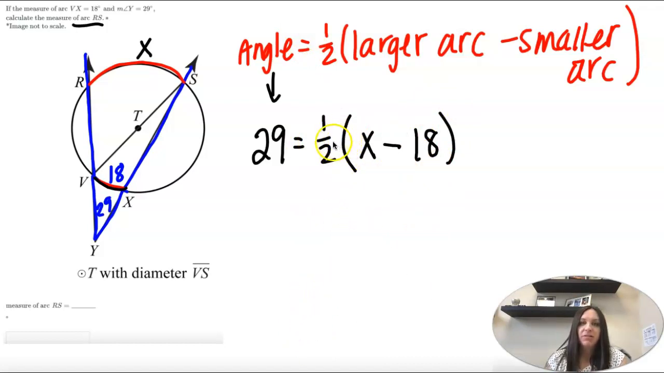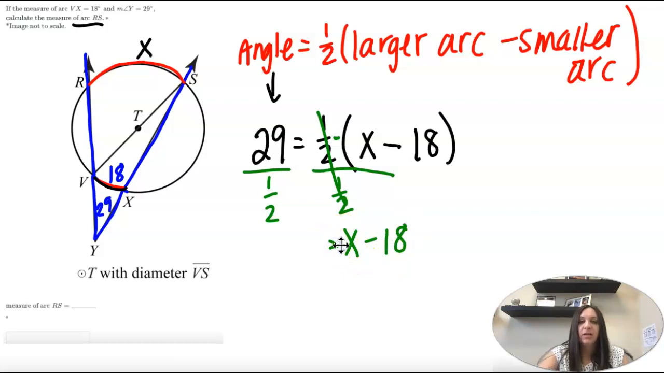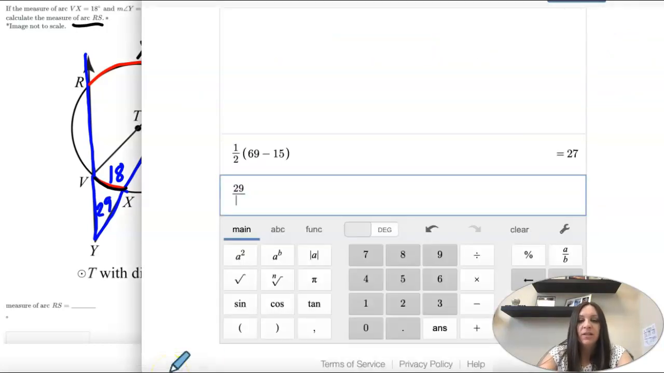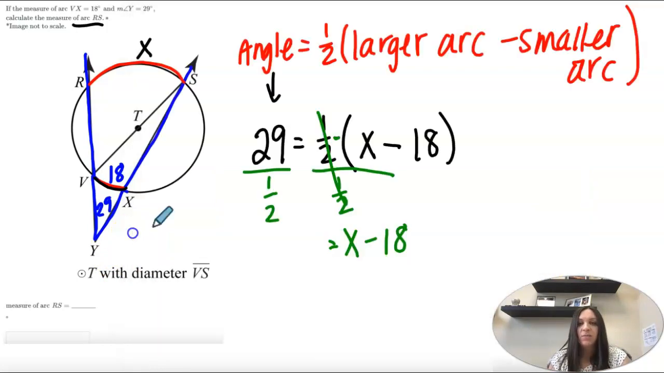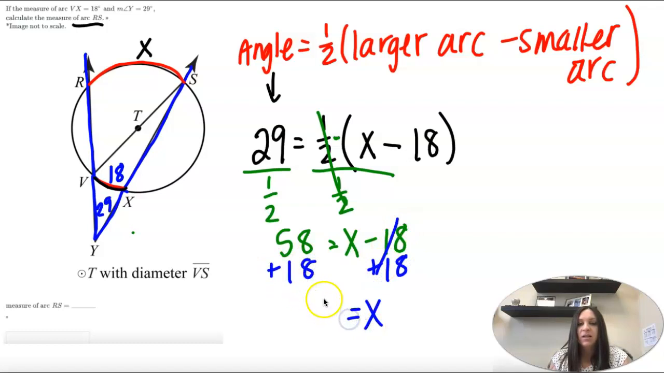So I'm going to do something a little different here. This is 1/2 times both of those, the x and the -18. So I'm just going to start off by getting rid of it. I know you want to distribute it, but in this case you don't have to. So then we're just left with x minus 18. And then 29 divided by 1/2 is the same as multiplying by 2. So it's actually 29 times 2, which is 58. And then our next step would be to get x by itself. So add 18. X equals 76 degrees.